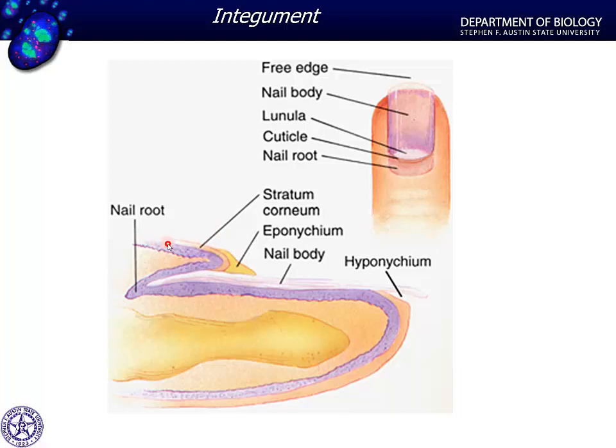And as we override the root of the nail and our nail plate, we're going to have the cuticle that's going to be hanging over. Now, the cuticle is referred to as the eponychium. So that's a big fancy name for cuticle, the eponychium, and we can see that illustrated here.